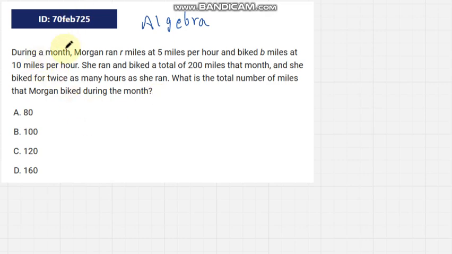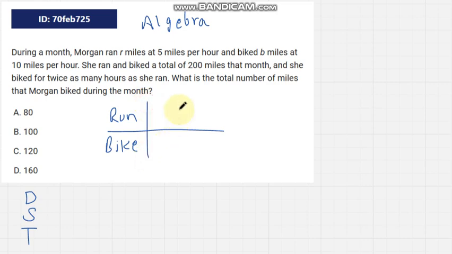Let's read it. During a month, Morgan ran R miles at 5 miles per hour. By reading that much, I can understand this is a distance, speed, and time question. R miles is the distance. 5 miles per hour is the speed. And biked B miles, again the distance. So he is running, then there is bike, and the speed is okay.